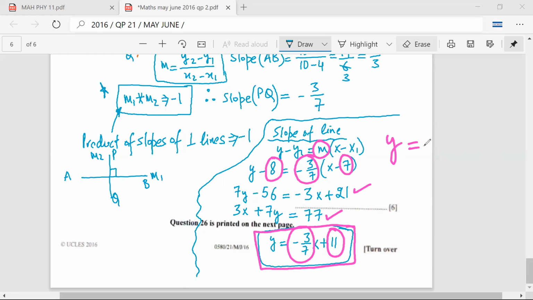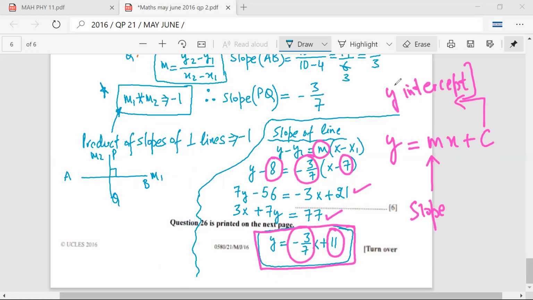Another equation that you would have seen would be y is equal to mx plus c, where m is the slope and c is the y-intercept. This is another equation of the line which is usually used in questions. Mr. Rudra, any doubt? No, sir.